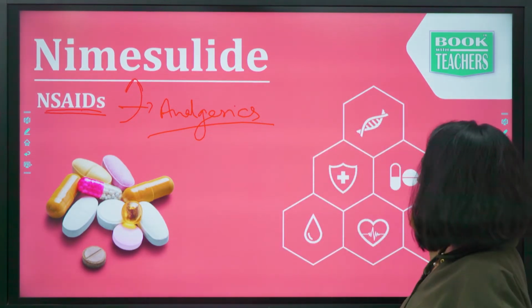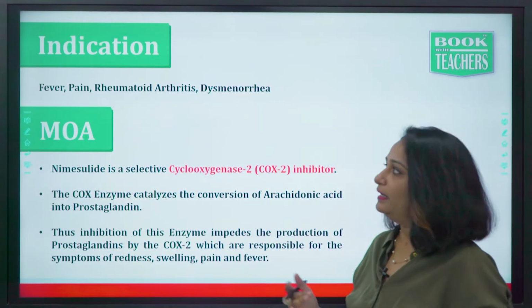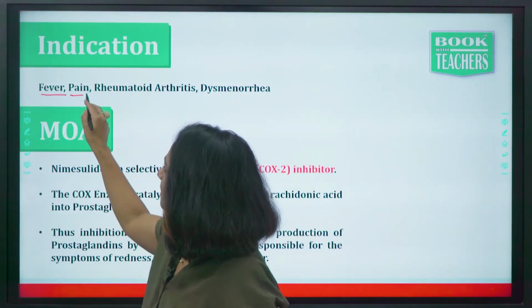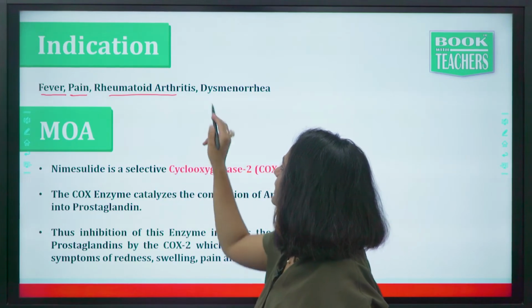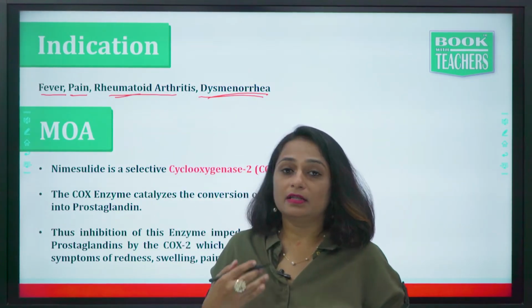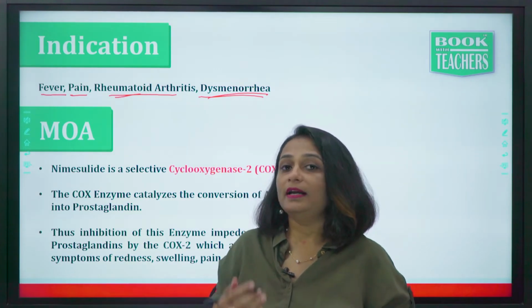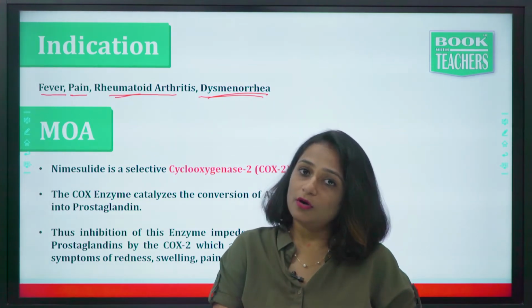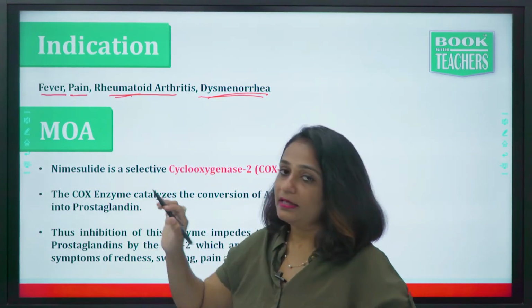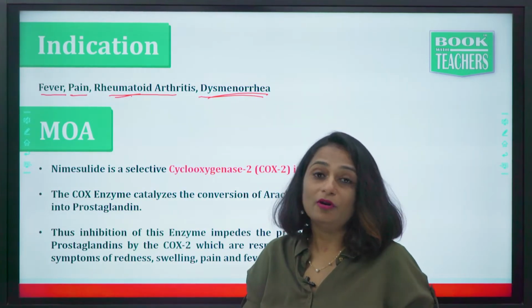Okay, so let's know more about where Nimesulide is indicated. It is indicated in cases of fever, pain, rheumatoid arthritis and dysmenorrhea. Okay, what do you mean by rheumatoid arthritis? It is the joint pain. So it is also indicated where moderate to severe pain exists. Okay, in cases of joint pains there is pain which is on the moderate scale.